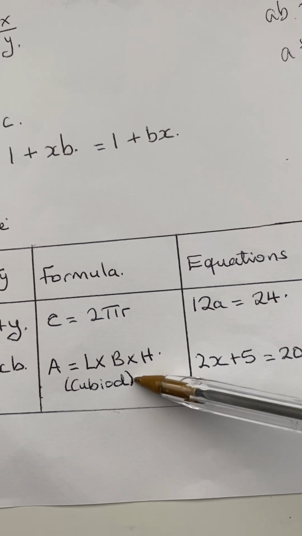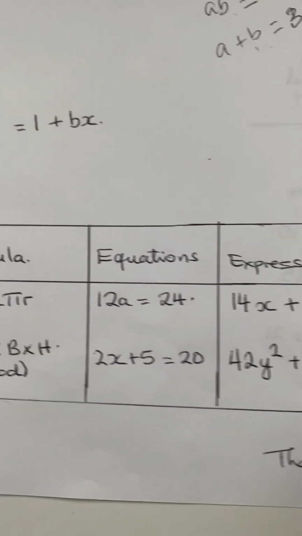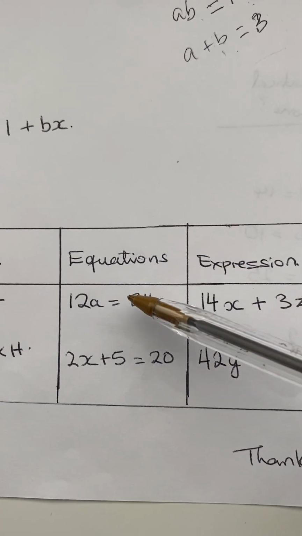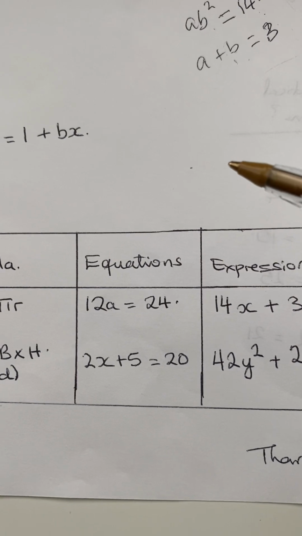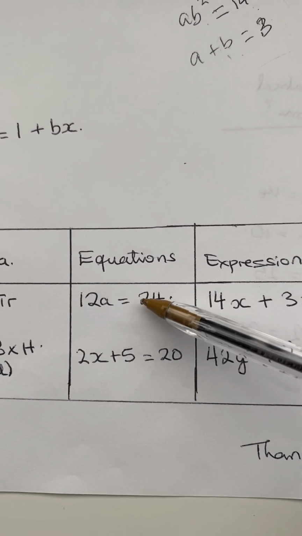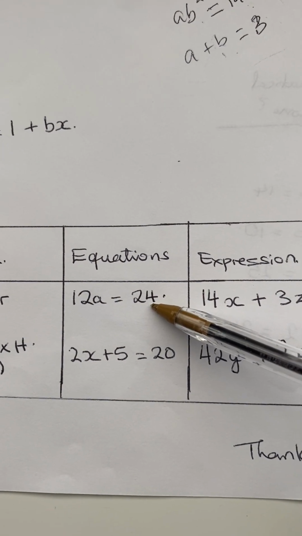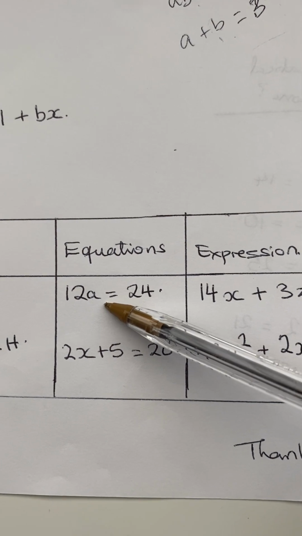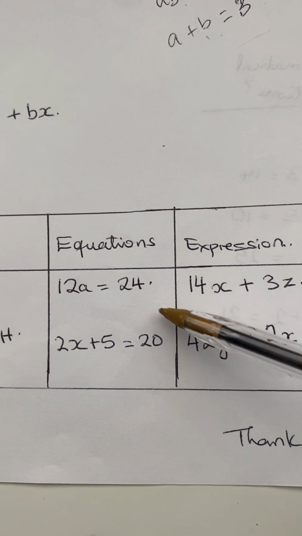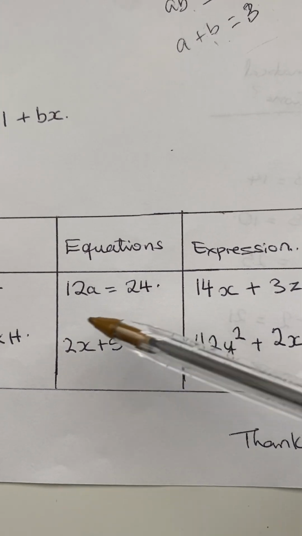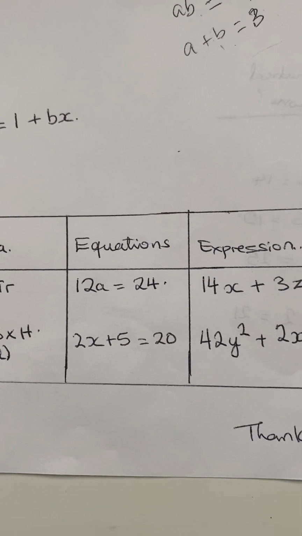The area of a cuboid. I think you've worked a lot with mathematical formulas. Now equations, as I said, 12a on its own is an expression. But if you equate it to something like this case, then you can find a. 2x plus 5 equals 20. Now this becomes an equation, but 2x plus 5 on its own is an expression.